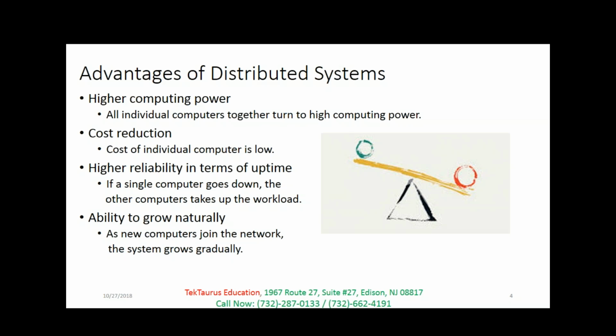We are discussing the distributed system advantages. Number one is that we get high computing power, because in a distributed system all the individual computers are connected together and they turn into high computing power. I think you can understand it.